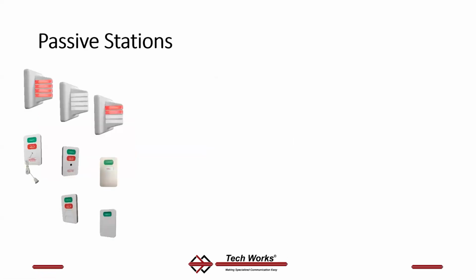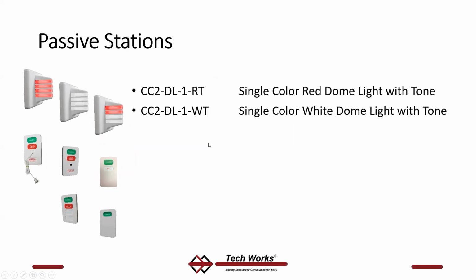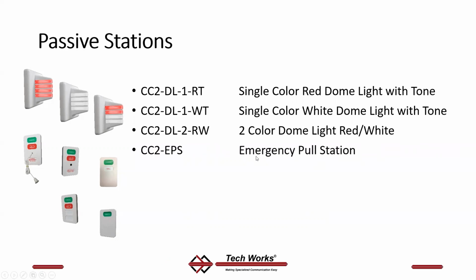Okay, now let's talk about passive stations. CC2-DL1RT. It's a single color red dome light with tone. This comes in white, or you can get a red-white 2-color that is no tone. We have the ability to make a 2-color in this with tone, but it is so unpopular that we only build it on custom request. But we do take custom requests.